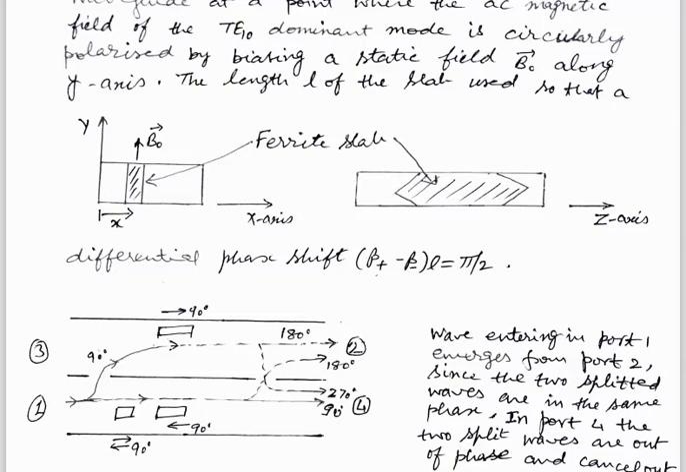If we discuss the non-reciprocal phase shifter, it is made up of a ferrite slab. It is placed in the rectangular waveguide at a position where the field is maximum circularly polarized, and a static magnetic field is applied along the y-axis. The length of the ferrite slab, which is placed in the axial plane, is chosen so that a differential phase shift of 90 degrees, that is (beta plus minus beta minus) into L equal to 90 degrees, is obtained. Now we discuss the working.